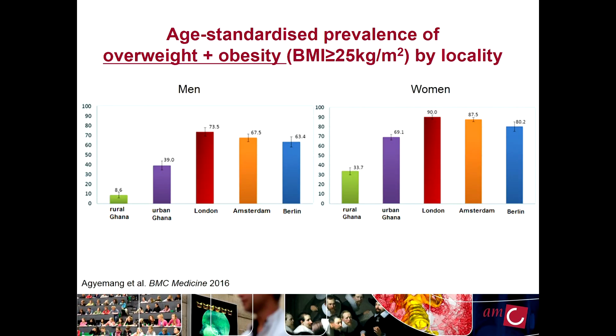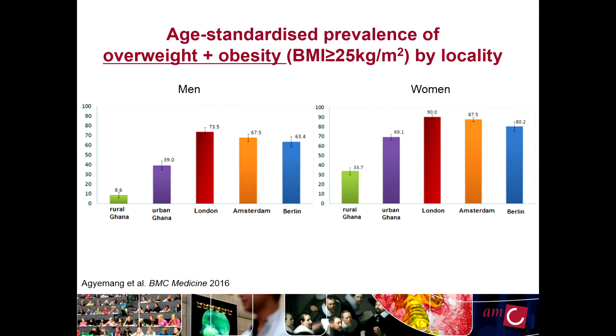So to show you the results, this is the prevalence of overweight and obesity, so BMI higher or equal than 25, across the 5 locations. So these are all Ghanaians, one ethnic group living in the different locations. And what you see is that there's some role of national context with about 10 percentage points higher prevalence of overweight and obesity in London compared to Berlin, both for men and women.